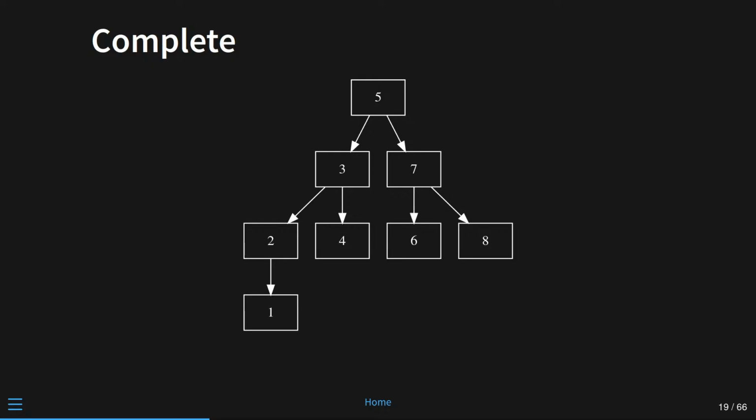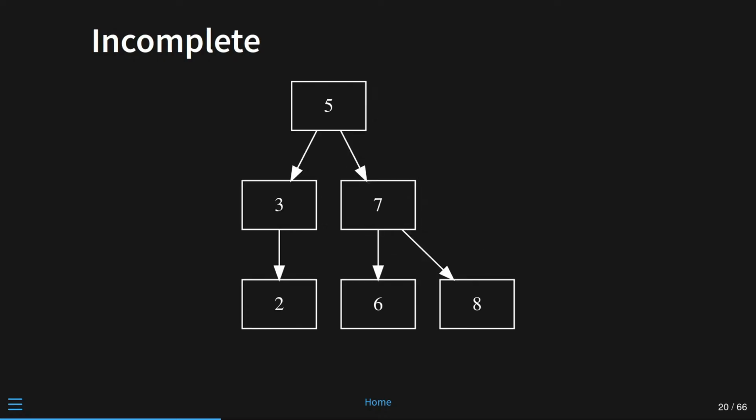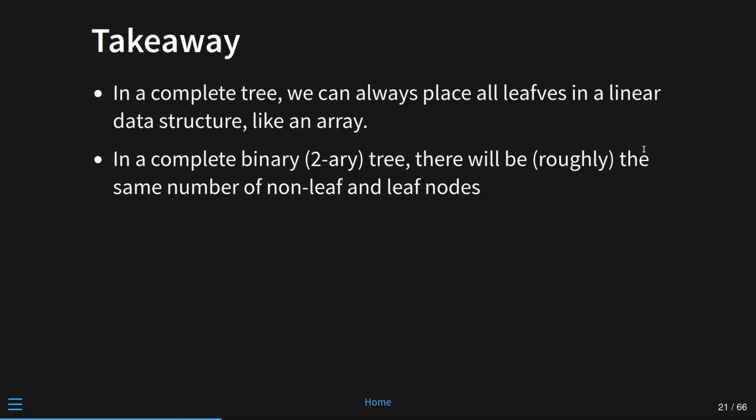Is this making sense? Thumbs? Yeah, cool. This one is incomplete because the bottom row nodes are not leftmost. So this is an incomplete tree, even though it has the same number of nodes in its last level, because it's not satisfying the last level requirement that things be leftmost.